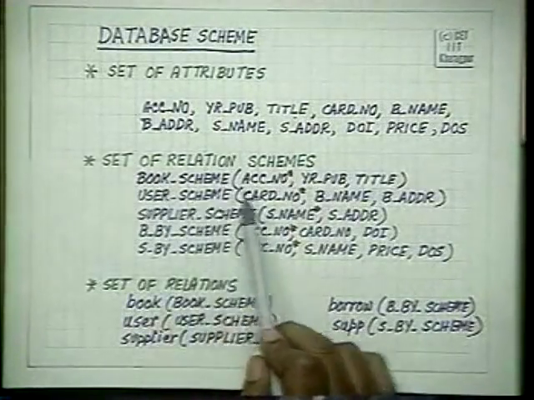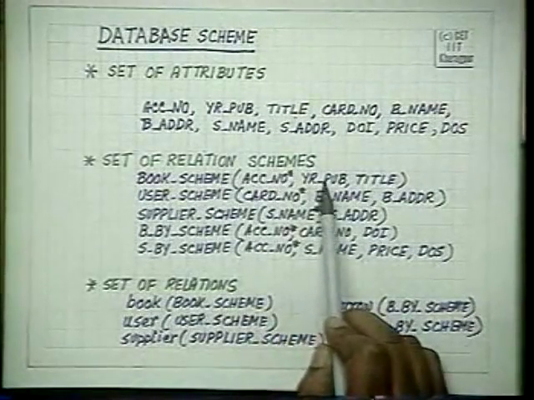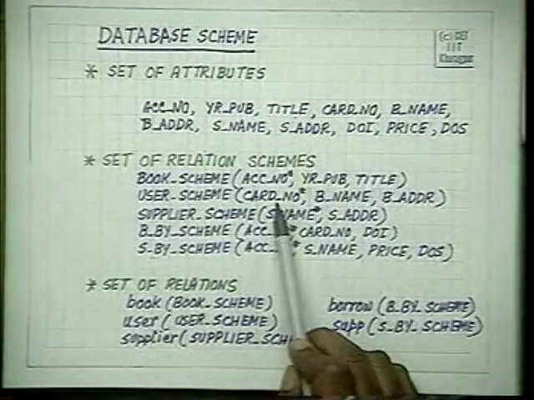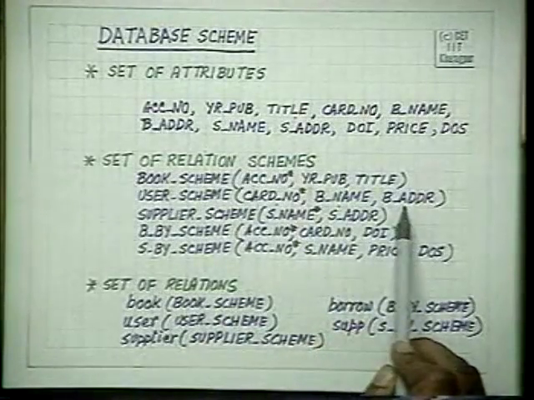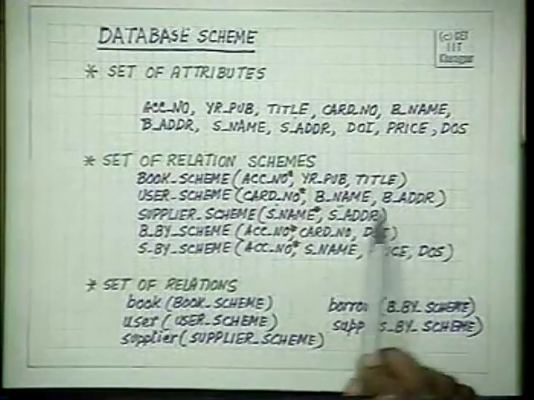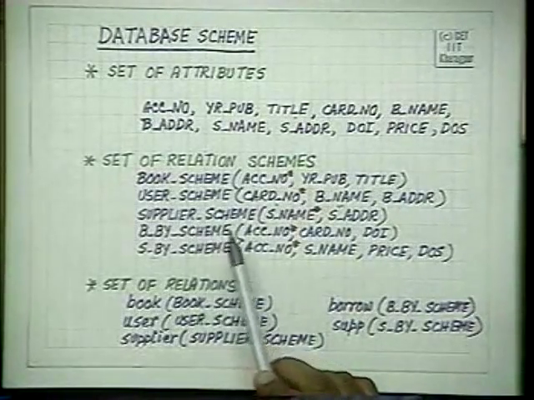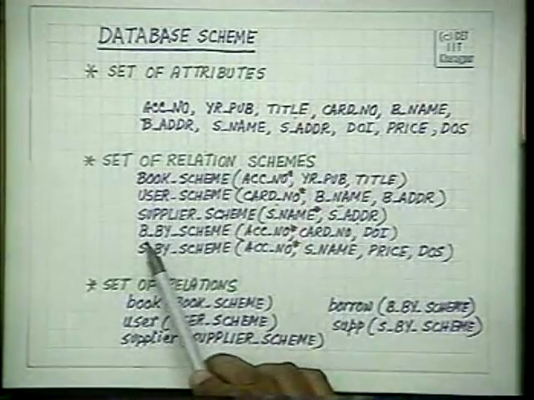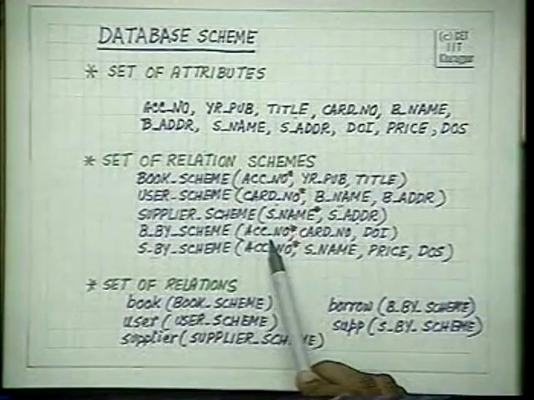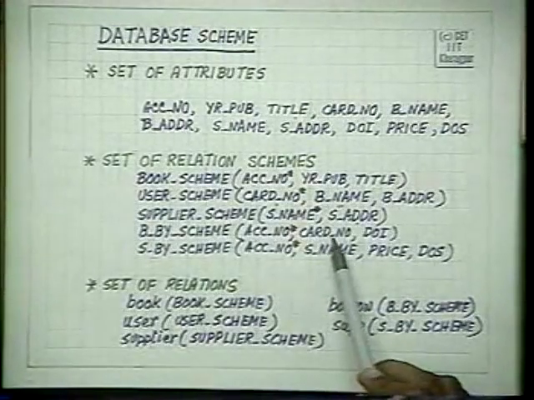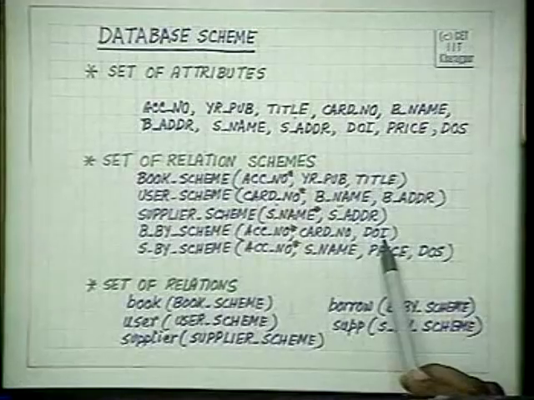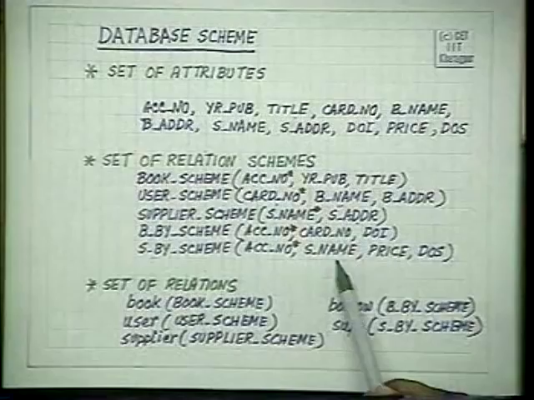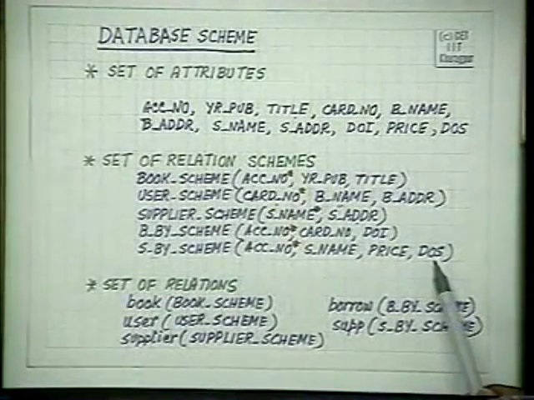The book scheme has attributes accession number, year of publication and title. The user scheme has attributes card number, book name and borrower's name and borrower's address. The supplier scheme has attributes supplier name, supplier address. The borrowed by scheme has attributes accession number, card number, date of issue, and the supplied by scheme has accession number, supplier's name, price and date of supply.